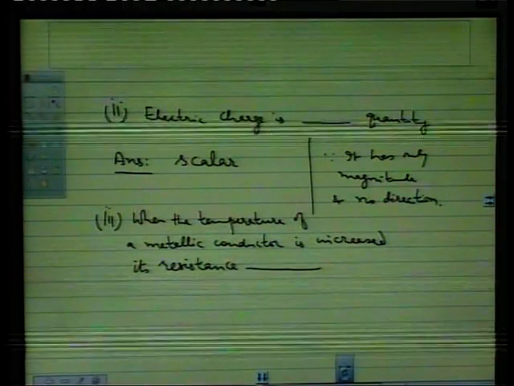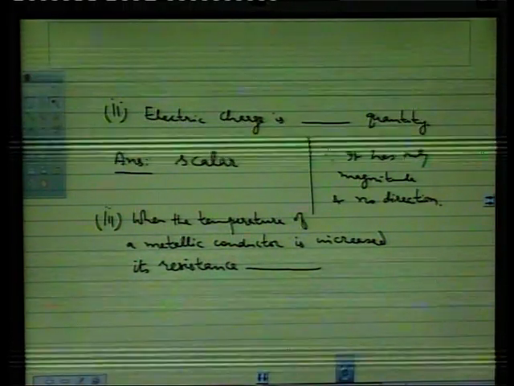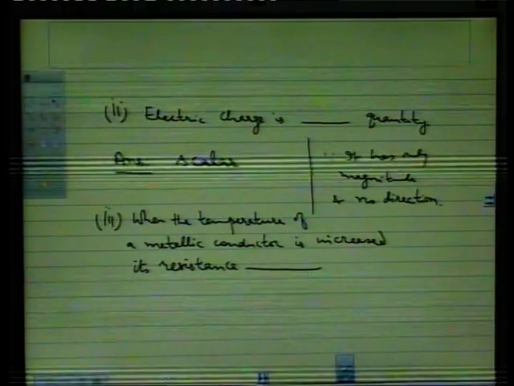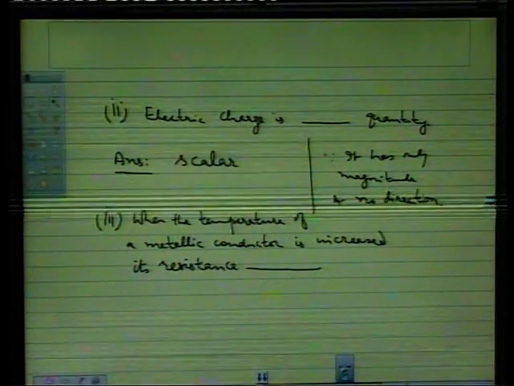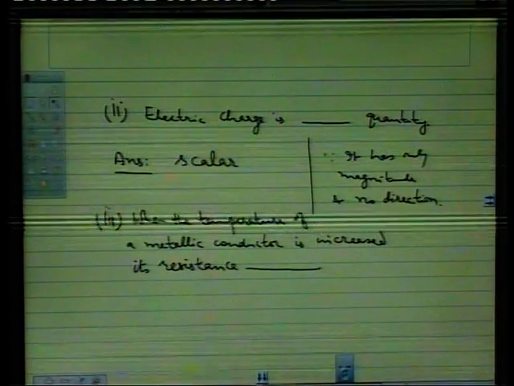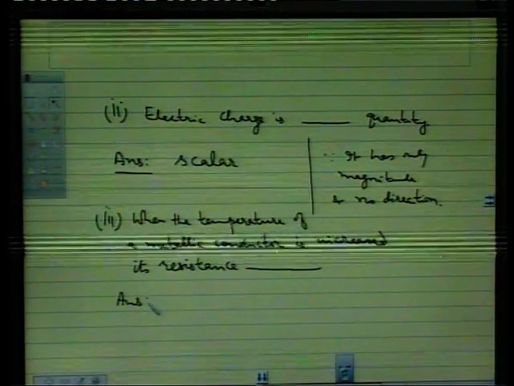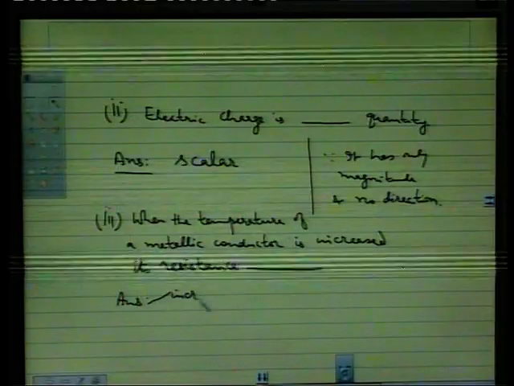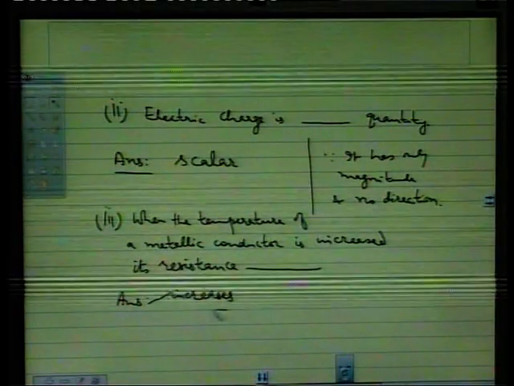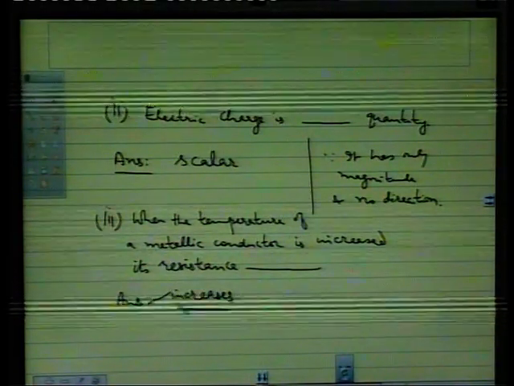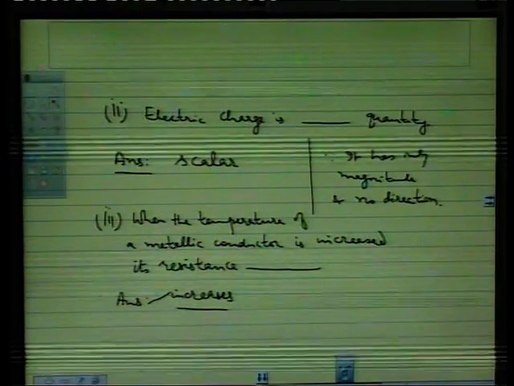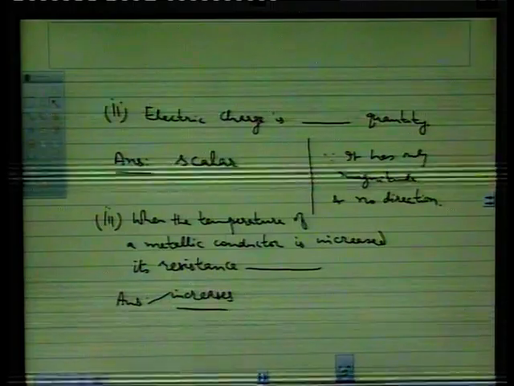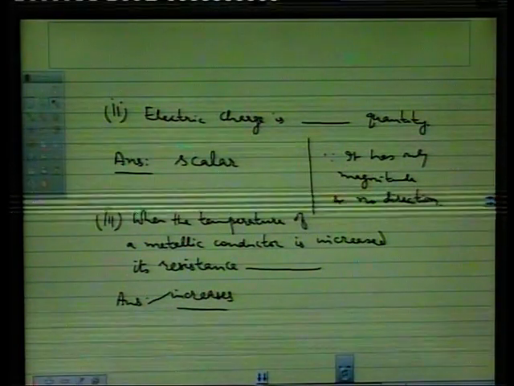As we have studied in the chapter of DC circuits, when the temperature of a metallic conductor is increased, the resistance increases. So, the answer will be increases. You only have to write that it increases, right. When the temperature of a metallic conductor is increased, its resistance increases. Answer is increases.